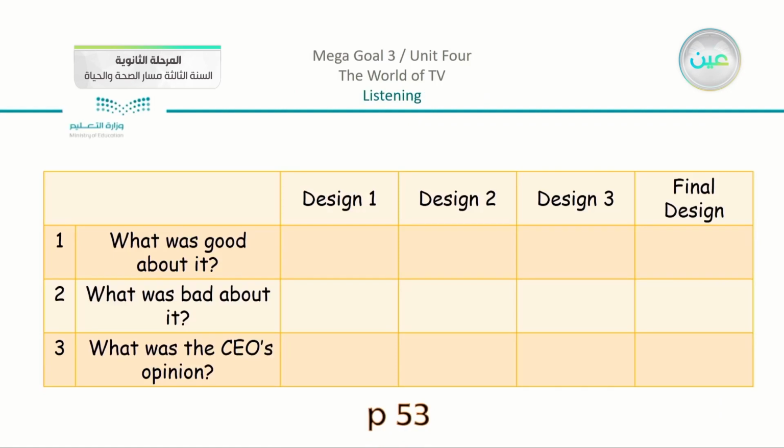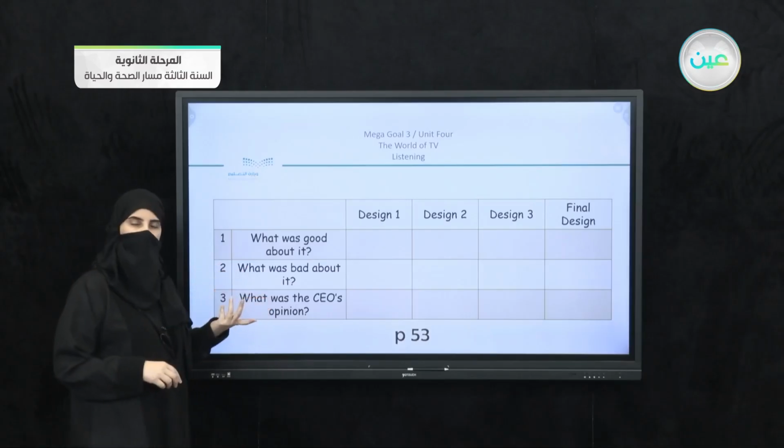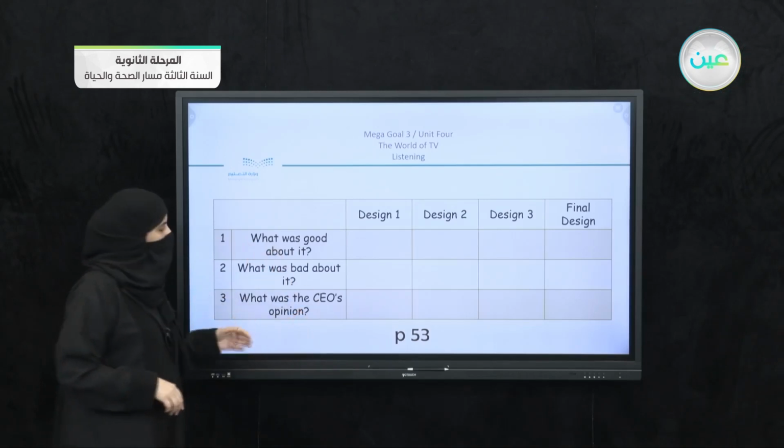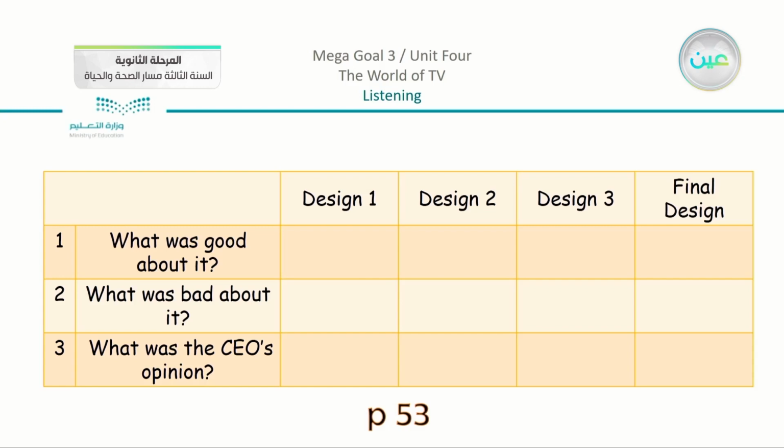Now you can see on page number 53, we do have the table here. You can see that there are 1, 2, 3, 4 columns. So there's going to be design number 1, design number 2, design number 3, and the final design. So what are you going to listen to? You're going to listen to what was good about each one, and then what was bad about it. And then the third part, what was the CEO's opinion? So there was an opinion mentioned about each design. So let's listen.